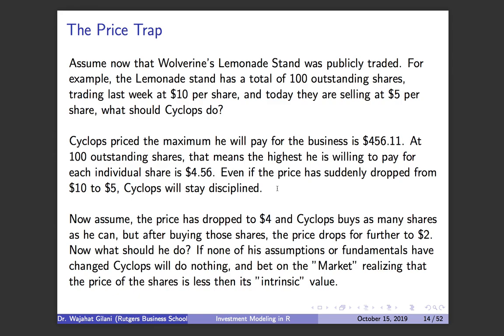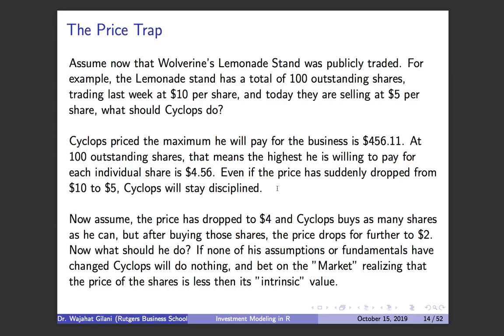Now, assume the price has dropped to $4. And Cyclops buys as many shares as he possibly can at that moment, because now it went below the price he's looking for, $4.56. And then say in a week or so, the price drops further to $2. Now what should Cyclops do?